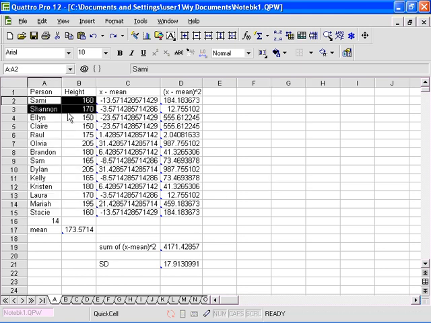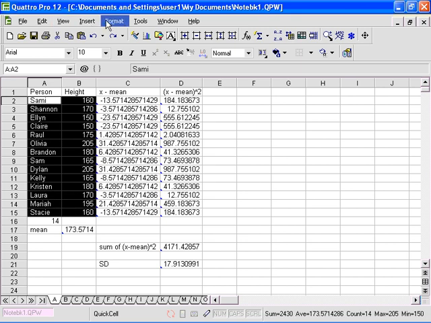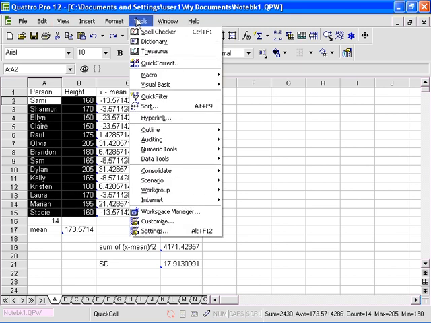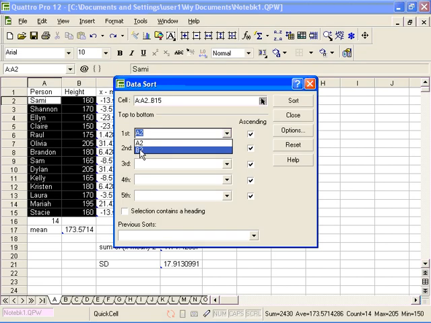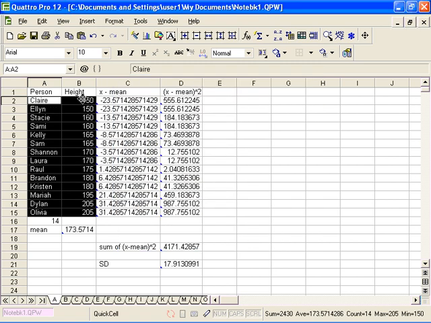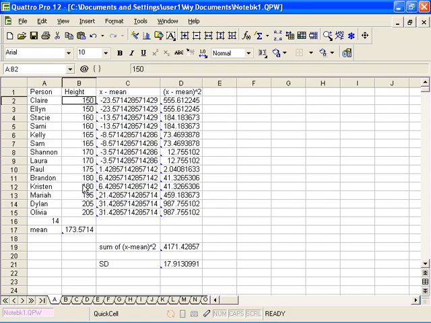You highlight name and height, and go to Tools. I'm going to pick Sort. Each software program is a little bit different, but it's the same idea. I'm going to tell it to sort by column B, which has height, but I want to maintain column A so the names stay with the right heights. I hit sort, and we now see that the height is in ascending order, and the names stayed with it. All the other data remains the same. So now I have it in the correct format.